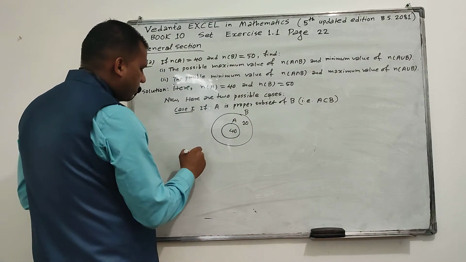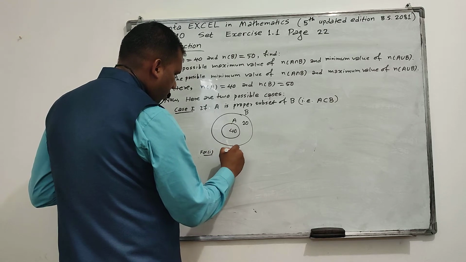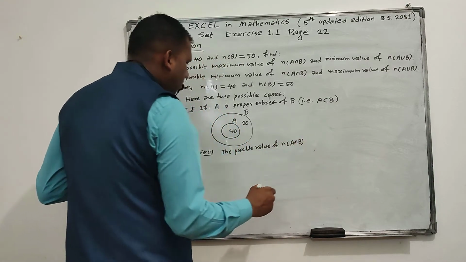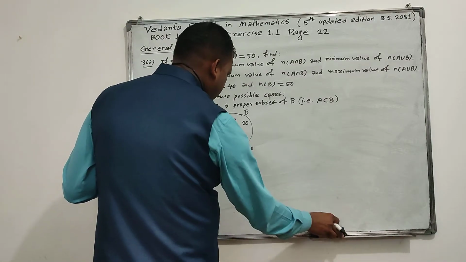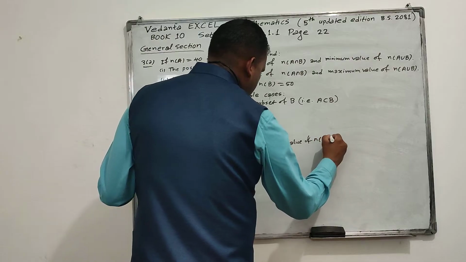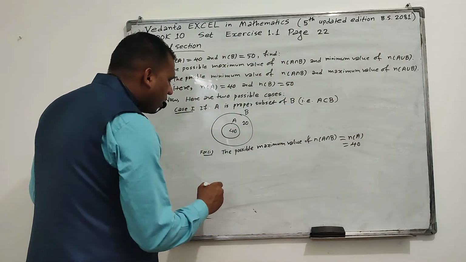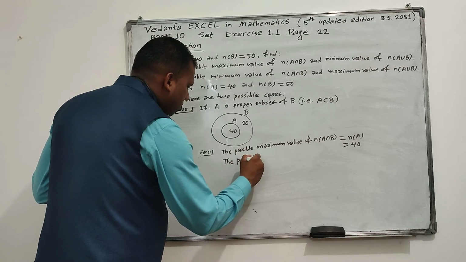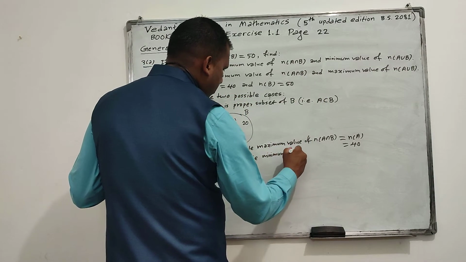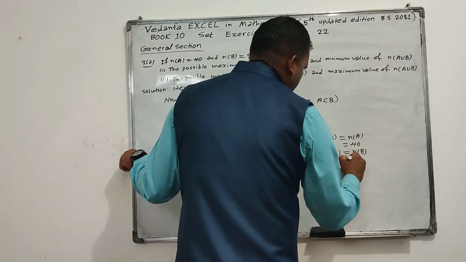Therefore, what is the maximum value of number of A intersection B? The possible maximum value of number of A intersection B equals the cardinal number of the smaller set, that is number of A, that is 40. And the possible minimum value of number of A union B equals the cardinal number of the bigger set, that is number of B, that is 50.